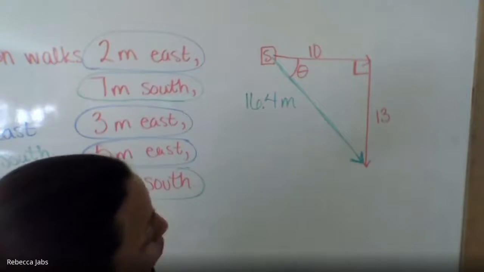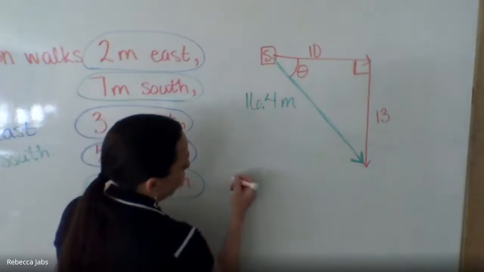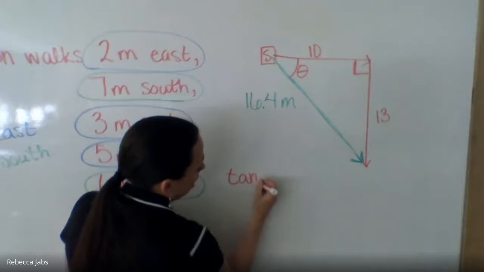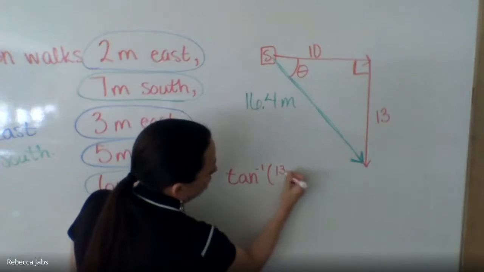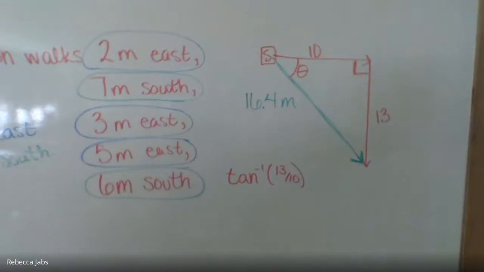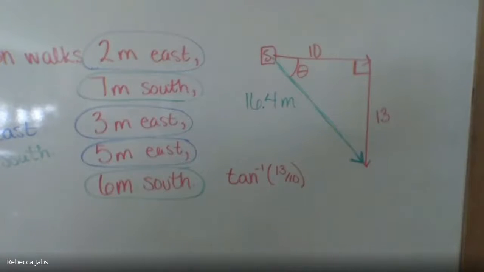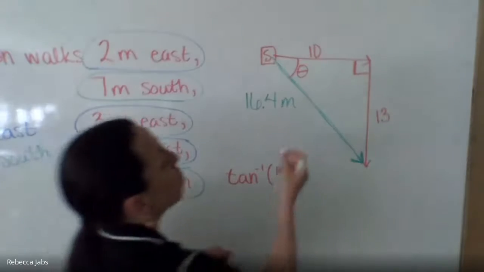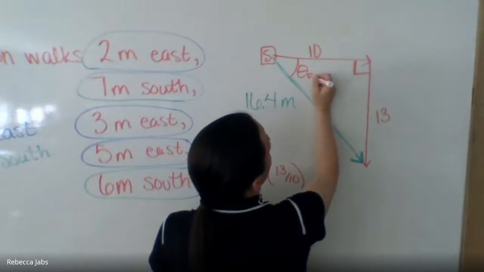If we go across from it, it's the 13. If we go next to it, it's the 10. So I'm going to find tangent inverse of 13 over 10. 52. Thank you. Other people agree, 52? Yes. Okay. That means inside right here, you would get 52 degrees.